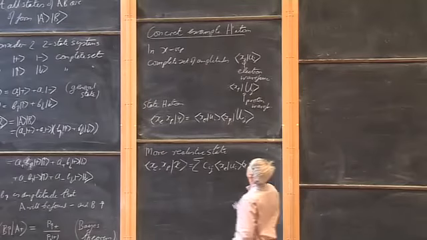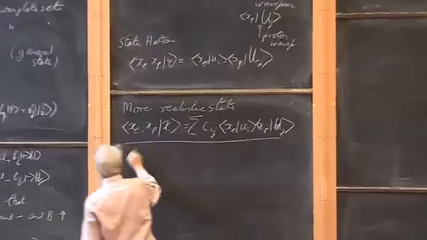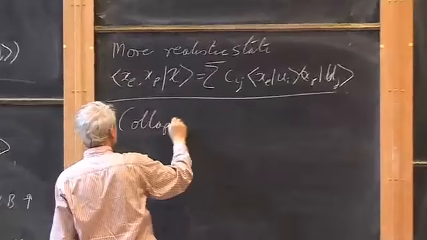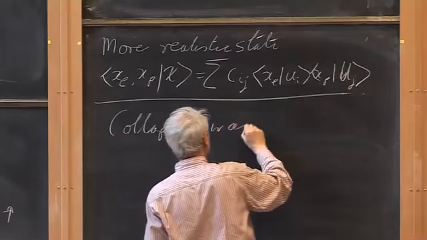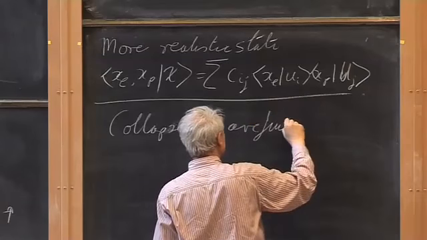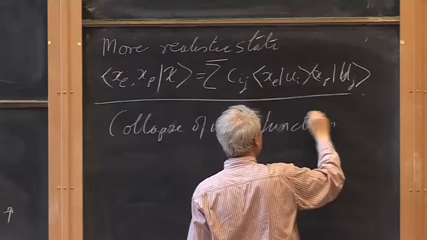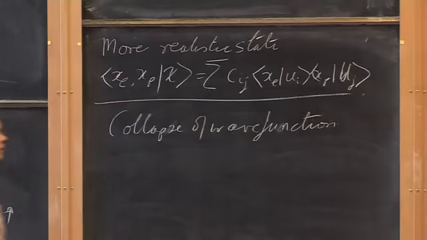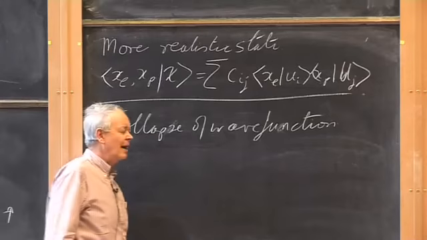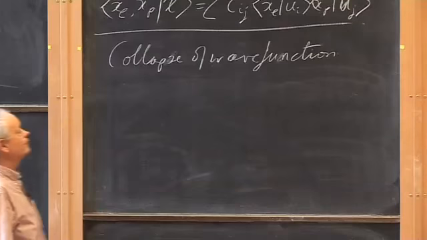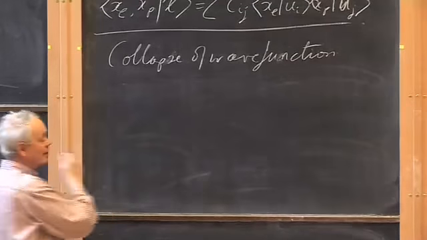Okay, now we need to revisit collapse of wave function. So what happens when we make measurements on compound systems? We know what happens when we make measurements on a single system, and we have to extend these ideas. So suppose, let's go back to our state of our system.